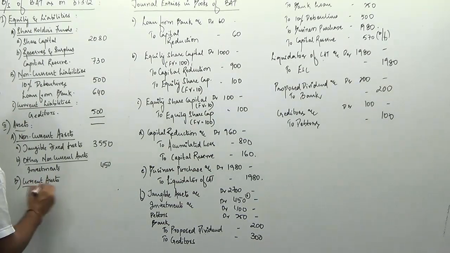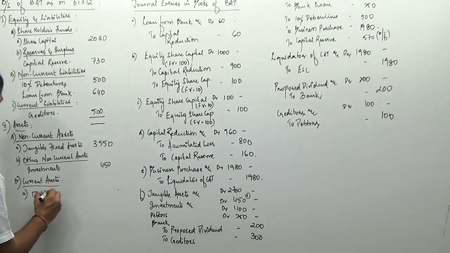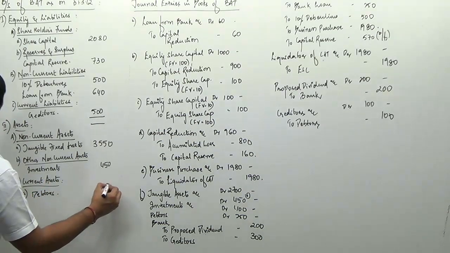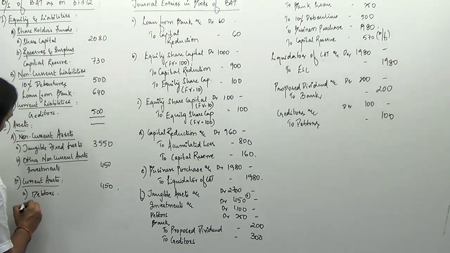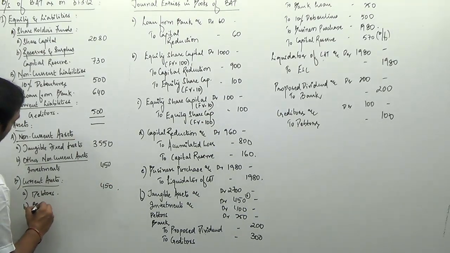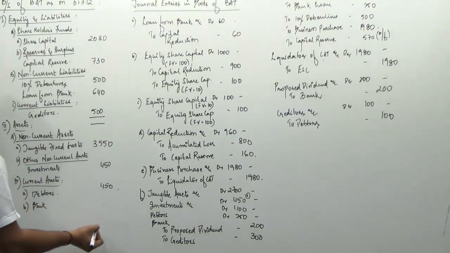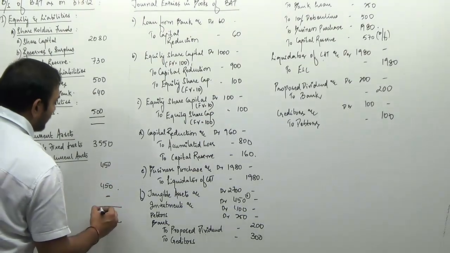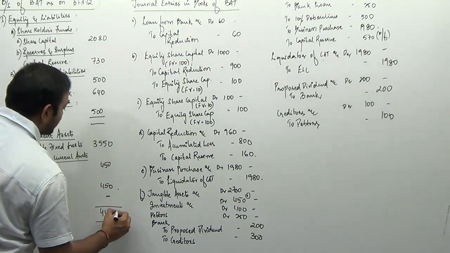Current assets, debtors, cancel by 100, 450. Bank balance. Oh, I'm sorry, there's no bank actually. I've repaid everything. Total 4450.